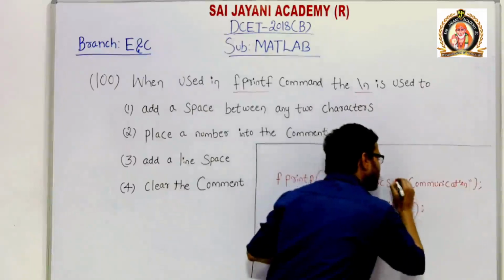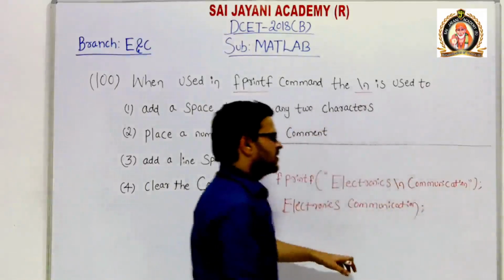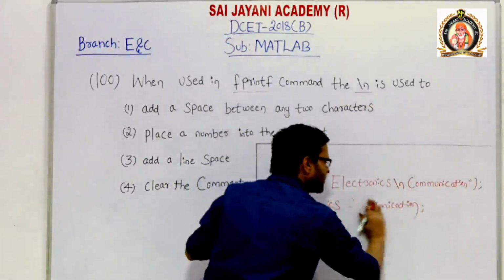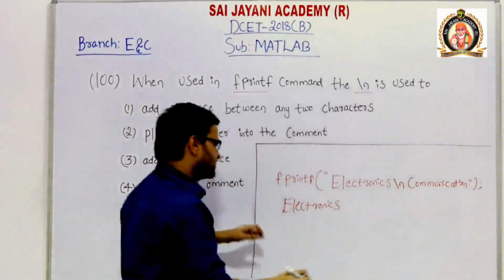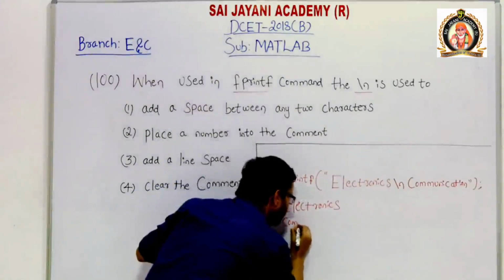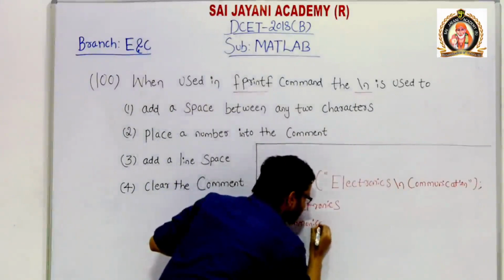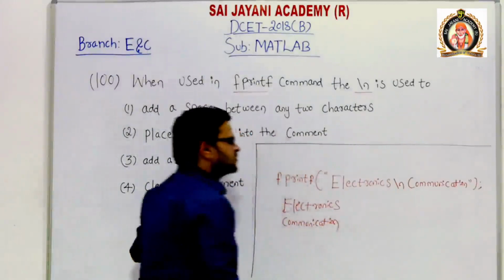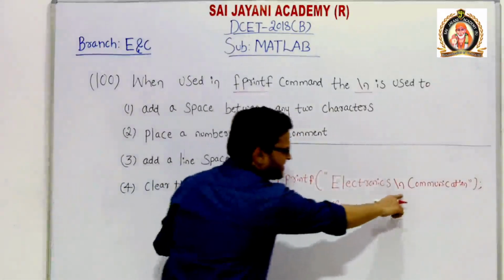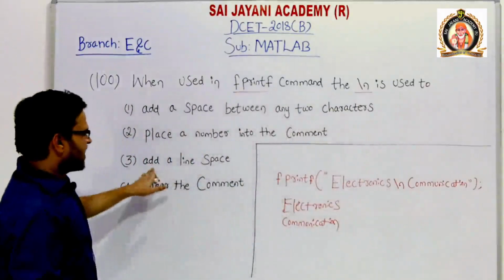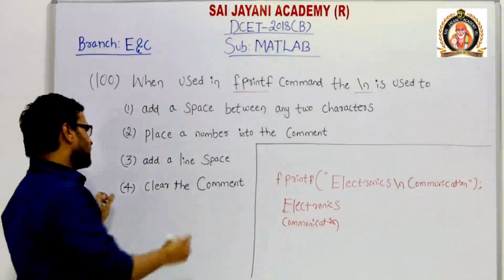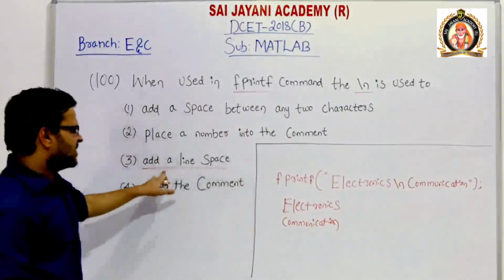If you use backslash n in between electronics and communication, then the word communication starts from the new line or next line. So from this we conclude that backslash n is mainly used to add a line space. From these options, the third one is the right option, that is it adds a line space.